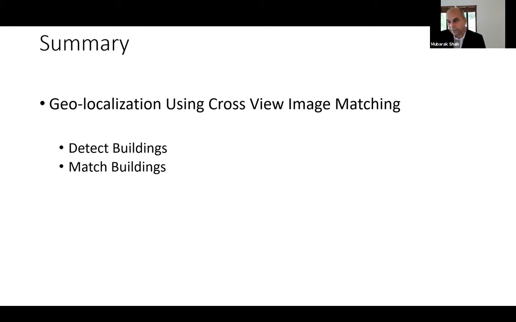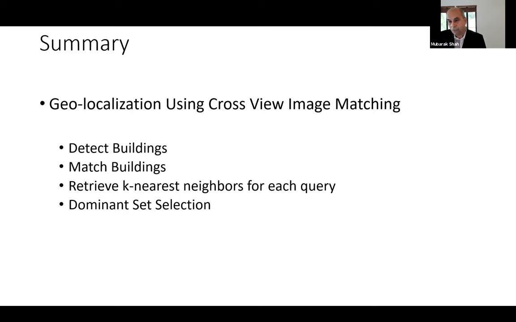We match buildings and retrieve k nearest neighbors for each query. And then we have dominant set selection. Because the point is that when you do the local matches, they are pretty ambiguous. We cannot, based on a local match, decide which image matches. So we have to have some consistency constraint, and this constraint, the dominant set of GMCP, is doing that, and that way we can improve the results.